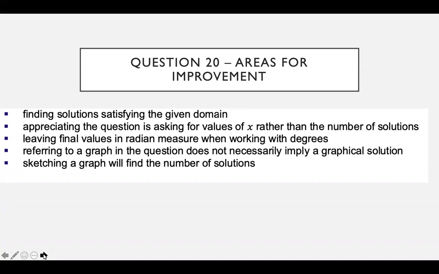Students could improve by leaving final values in radian measure. Some of them would start in degrees, but finishing in radians was really important. Students referring to a graph in this particular question does not necessarily imply a graphical solution. We wanted them to show us the answers, not simply draw a graph of the sine function, a graph of y equals 1, and show that there were a certain number of answers. We wanted them to be found.